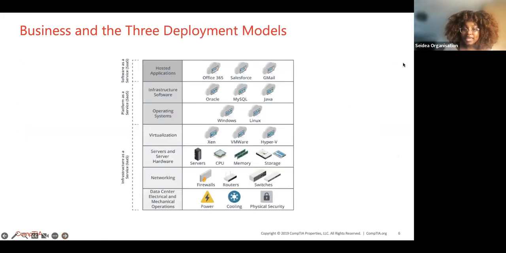So going back again, just as a recap, software as a service is hosted applications. Examples are your Office 365, your Salesforce, your Gmail. Then we have platform as a service, which deals with infrastructure software and your operating systems. When we're looking at infrastructure software, we have examples like Oracle, MySQL, and Java. When we're looking at operating systems, you have Windows and Linux.